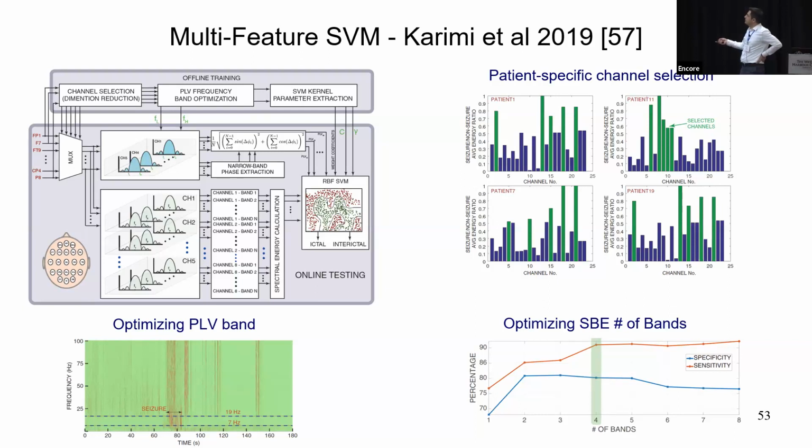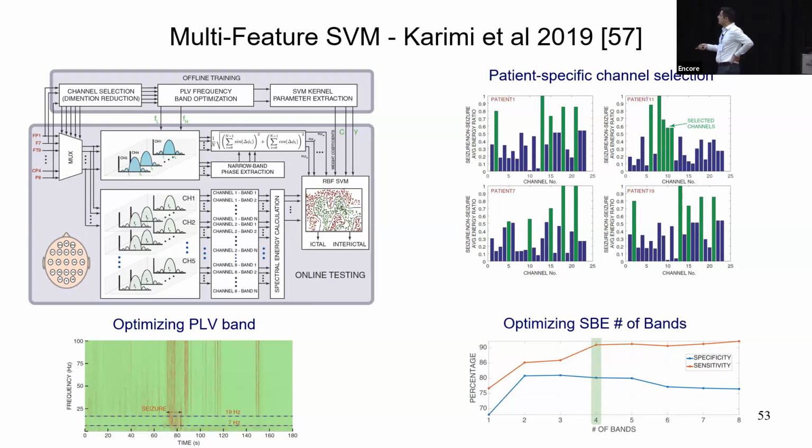We showed the importance of patient-specific channel selection as well, showing that for different patients, the seizure to non-seizure energy ratio for spectral band energy is quite different. And signals from certain channels are quite significantly better than all other channels. So using the signals from all channels is not always better than going with a subset of them.